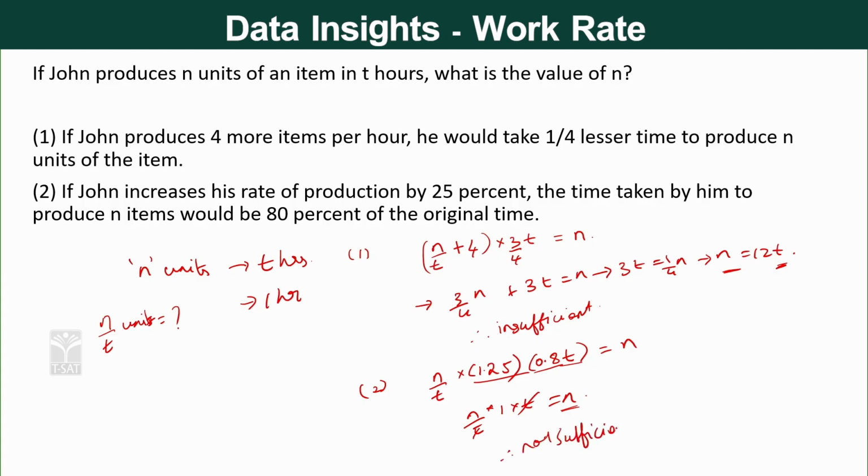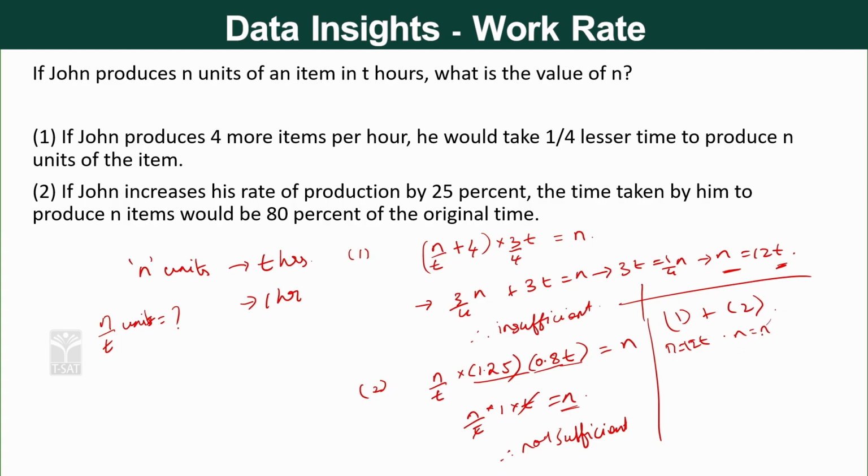Now, let us see if we combine statements 1 and 2 together. From 1 you have n is equals to 12T, and from 2 you have no information. It just is telling us that if the efficiency is increased by 25%, the time taken would be 80% of the original time, and n gets cancelled.